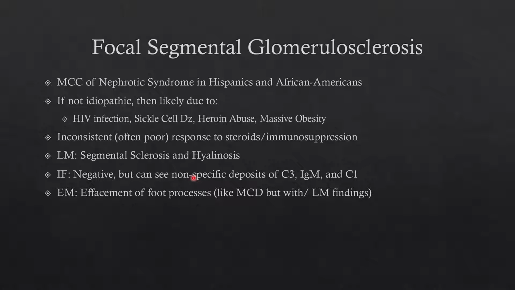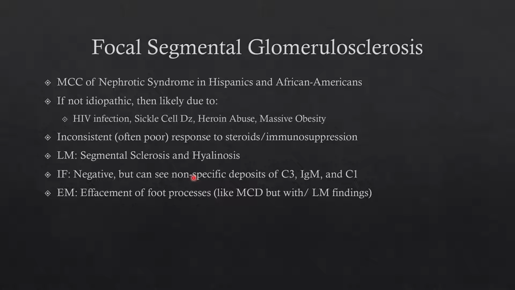Now in focal segmental glomerular sclerosis, this is basically a step up from minimal change disease, and it's often seen as almost a progression. Sometimes it's thought of as a progression from minimal change disease to this. So if you don't get those oral corticosteroids like prednisolone and prednisone out fast enough, or maybe it's just not caught right away, this may actually be the step up. But sometimes this just comes out of nowhere itself. So if it is not idiopathic, then it is likely due to a couple things: HIV infections, sickle cell disease, heroin abuse, and massive obesity.